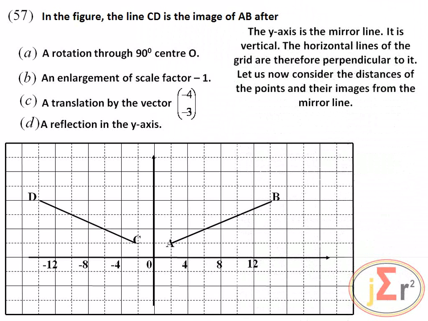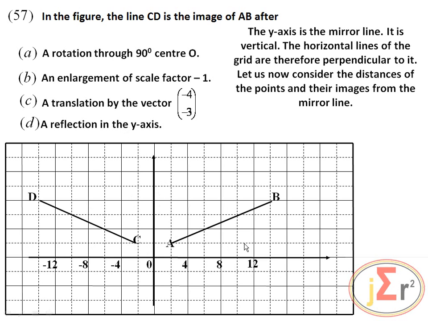The y-axis is the mirror line. It is vertical. The horizontal lines of the grid are therefore perpendicular to it. Let us now consider the distances of the points and their images from the mirror line, because we have no difficulty in this. The mirror line, or the proposed mirror line, is the y-axis. The lines that are perpendicular to the mirror line are these lines that we have on the grid right here.